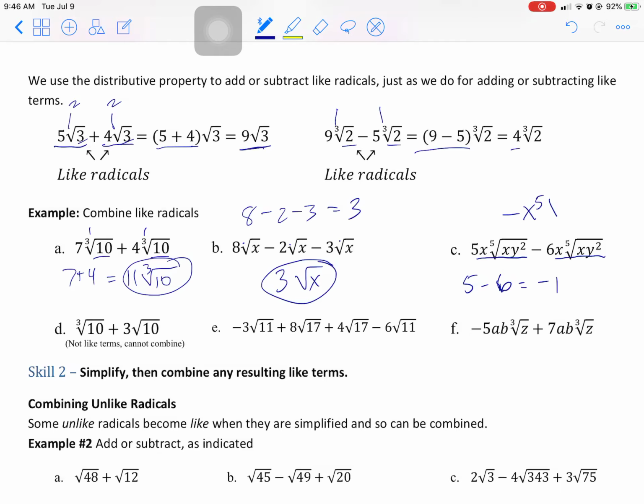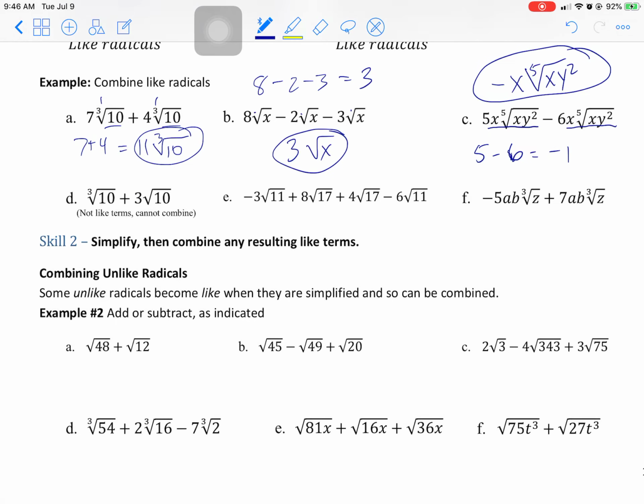Oh, wait, whoops. That's an index. Okay, so be careful. Writing that all down: negative x to the 5th root of xy squared. It has to be the 5th. Yep. Okay.